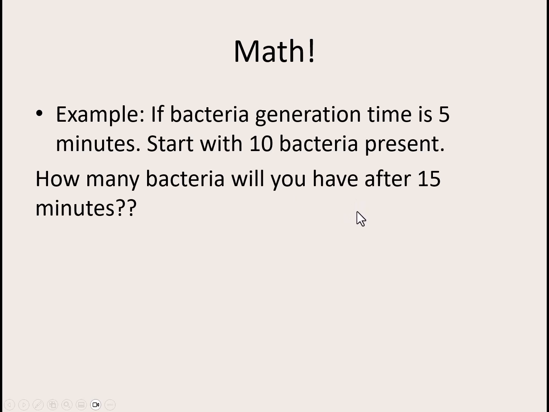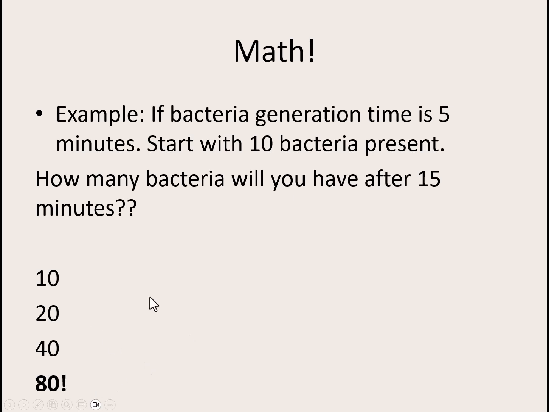So doing a little bit of math, and I'm one of those people for whom it's best if I write it out, so I wrote it out. If we start with 10 bacteria, and again, our generation time is 5 minutes, and we've got 15 minutes. After one generation time, after 5 minutes, 10 became 20. After another generation of 5 minutes, those 20 become 40. And after another generation time of 5 minutes, so 5 minutes, 5 minutes, 5 minutes to give us our 15 minutes, those 40 become 80.